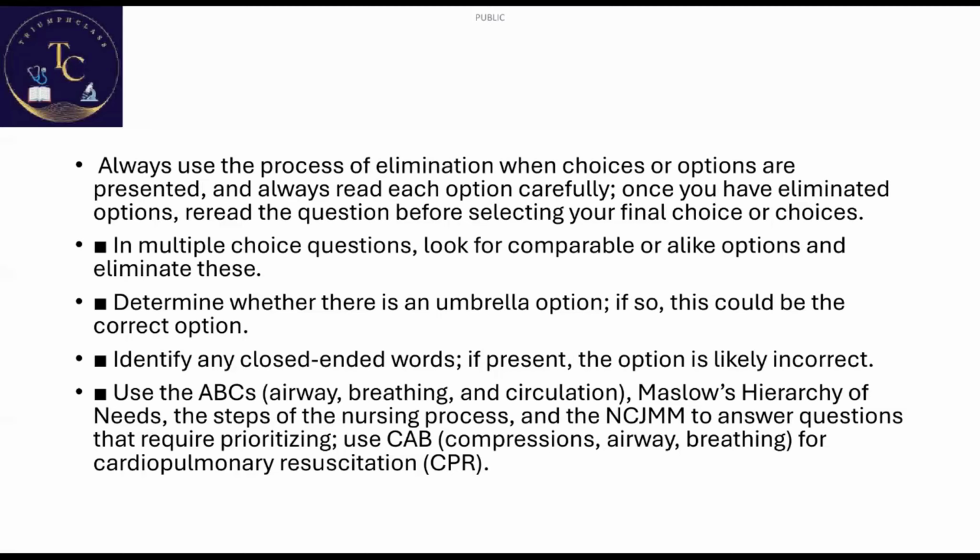And then you can also use the ABC, that is the airway, breathing, and circulation. In prioritization, use the ABC, use the Maslow hierarchy of needs. So depending on where you find yourself at the moment, these are the various options you can use, okay? You can use the ABC option. You can use Maslow's hierarchy of needs. You can use the NCJMM, which is the NCSBN prioritizing tools we talked about. You can also use that, okay? And then if CPR is needed, then you know you are using the CAB, which is compression, airway, and breathing, okay?